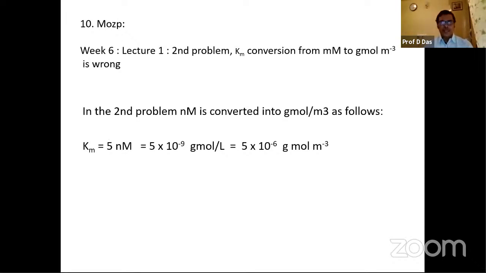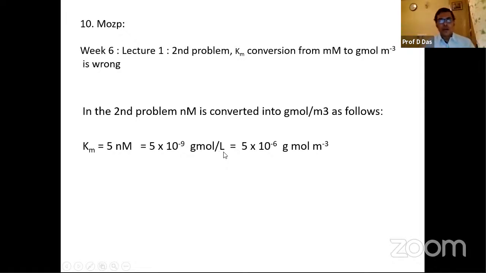Now, the next question that was asked is about the Km conversion factor, where it is mentioned that this conversion is wrong. I hope you just check. What I want to point out here is, suppose the Km value is 5 nanomoles. What does nano mean? Nano means 10 to the power minus 9. Am I right? So I can write 5 into 10 to the power minus 9 gram mole per liter. Is it correct?